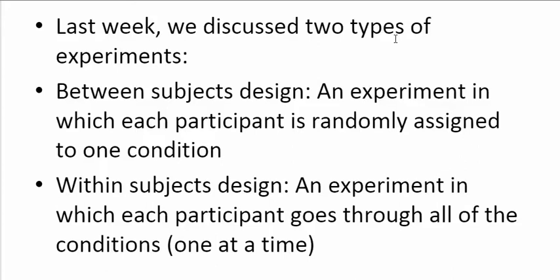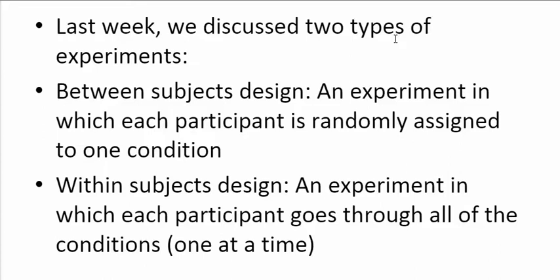Now, what if the researcher wanted to test three types of shoes and look at which one appears to be the best for running performance? Well then, if it was a between subjects design, the researcher would randomly assign the participants to three separate groups. And one group would run with shoe A, one group with shoe B, and one group with shoe C. And if a researcher wanted to do the within subjects design, the researcher would have each participant run three times. One time with shoe A, one time with shoe B, and one time with shoe C.